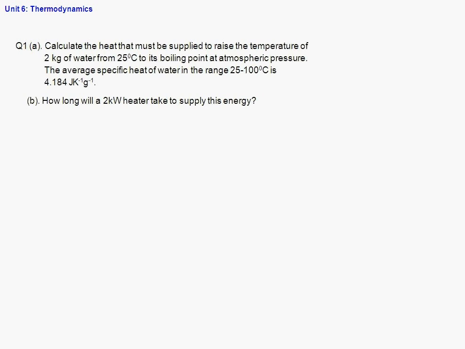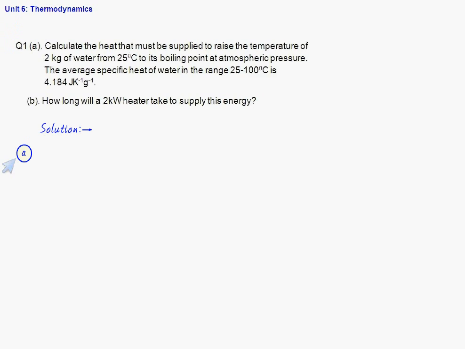The average specific heat of water in the range of 25 to 100 degrees Celsius is 4.184 joule per Kelvin per gram. And part B of the question is: how long will a 2 kW, that is 2 kilowatt, heater take to supply this energy? Okay, so these are the two parts of question number 1. Now let us discuss the solution.